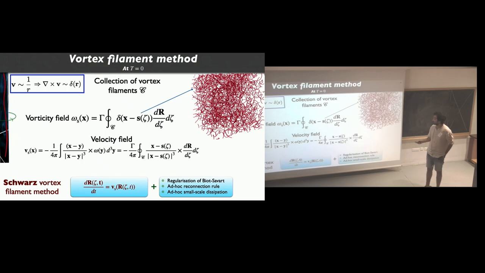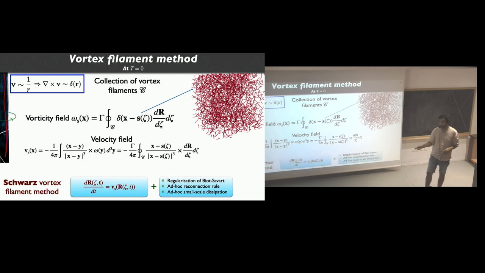I will use the Biot-Savart law, so I also want to summarize. For a collection of lines, vorticity is the line integral over all these filaments. If you remember electromagnetism, this is just the current, and if we know the current, we can get the magnetic field. This is exactly the same: the Biot-Savart integral. Velocity is the Green function of the curl operator applied to the vorticity. So if we know the vorticity distribution, we know the velocity at each point.